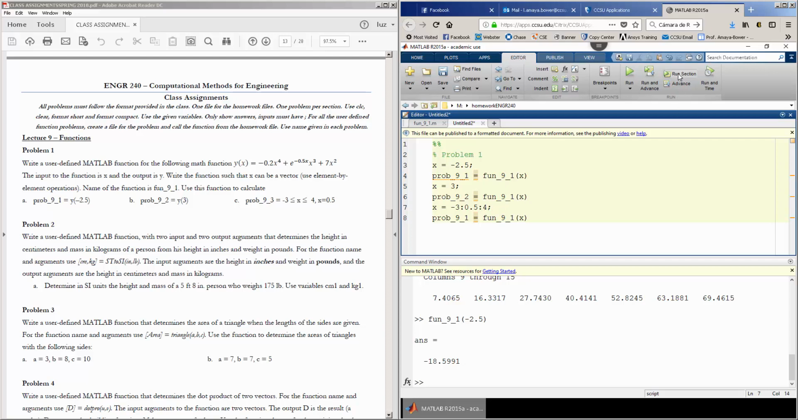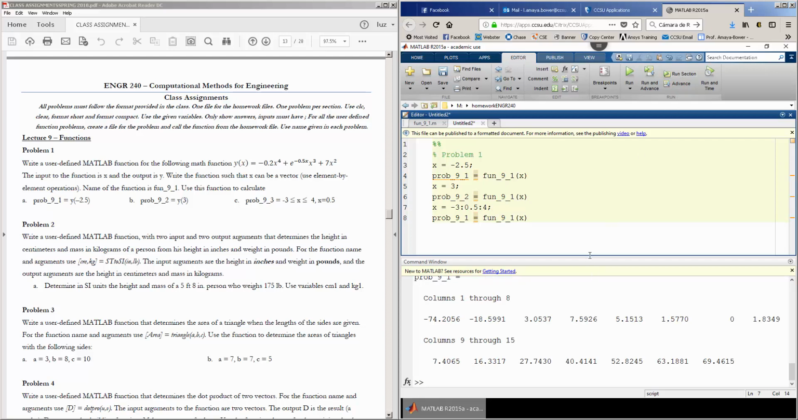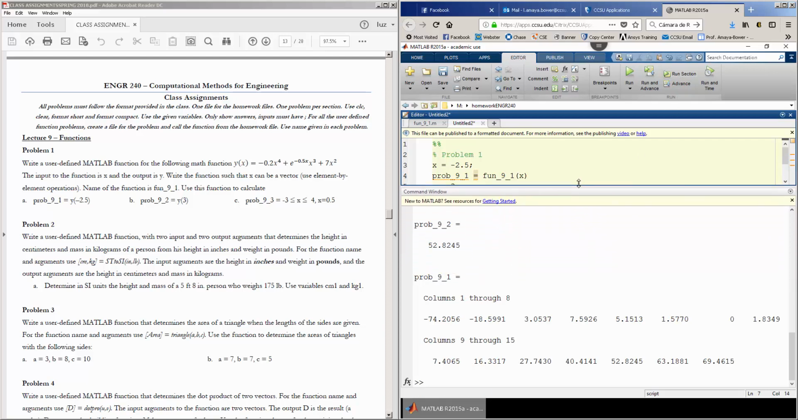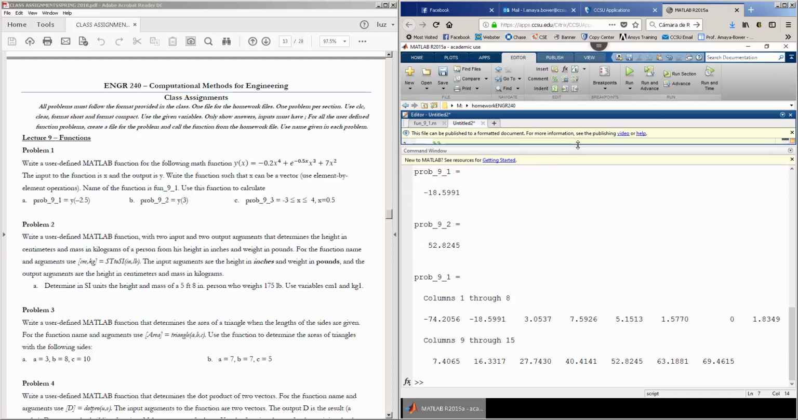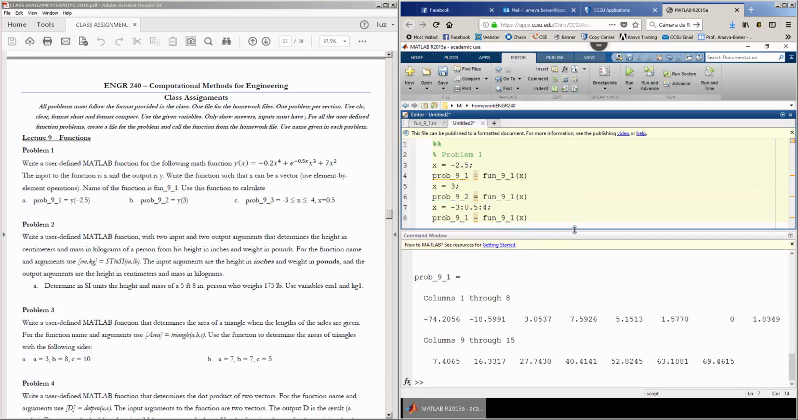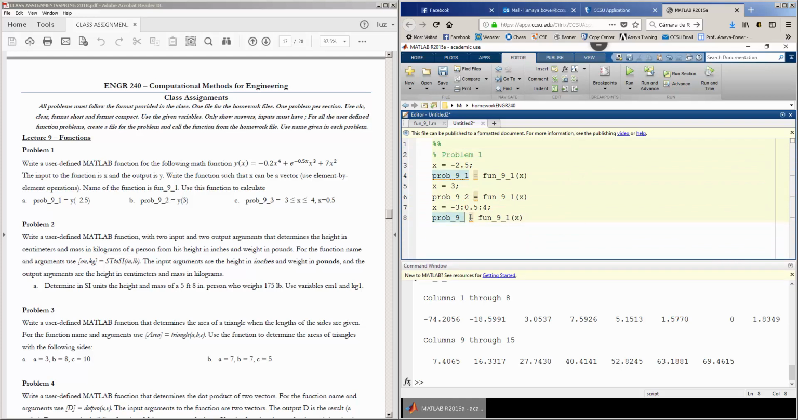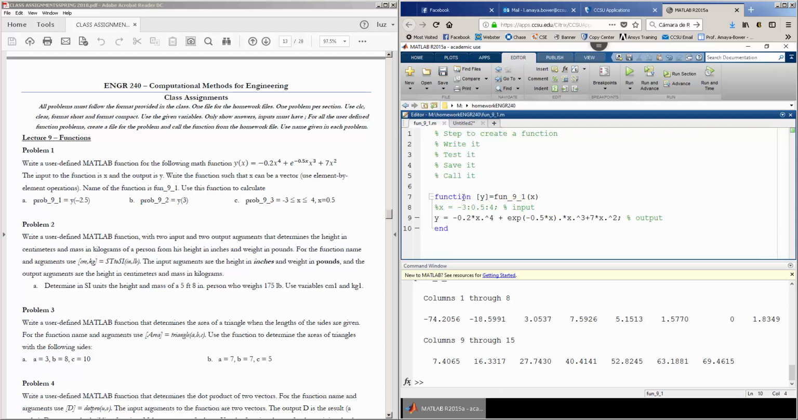So once again, we run it. And notice that we get the response that you have for problem 1, 2, and 3. I forgot to change the name of this one. However, to review, whenever you create a function, please don't start with the word function. Always write it, test it with the information that you have, save it, and then call it.